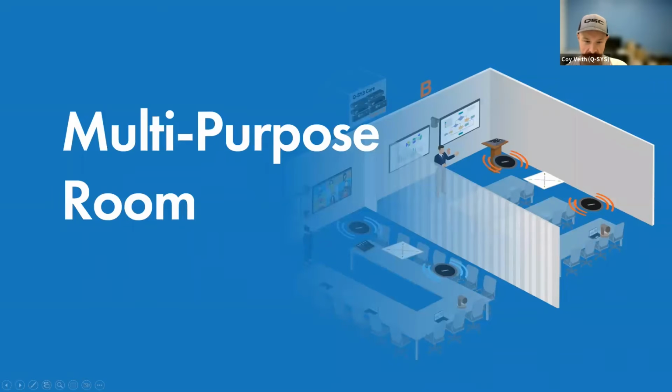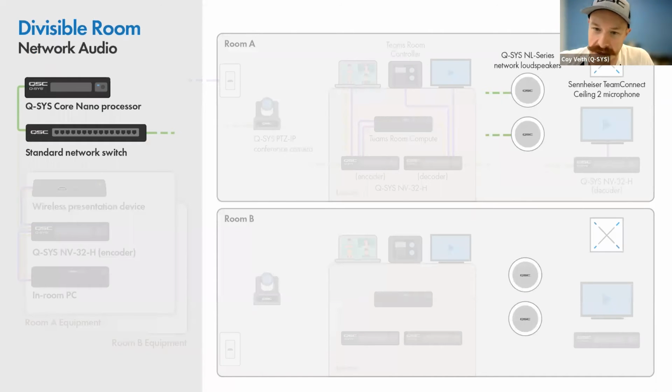So next we'll talk about a large multi-purpose room where somebody might want that same functionality. This one's a little different. We're using some different hardware here. You can see for the audio portion, we're keeping it all networked, so we don't actually have any amplifiers in this system. We're using our PoE ceiling speaker, shown here, the NL series. That could be the pendant, that could be the ceiling recessed. It doesn't matter which one you're using.